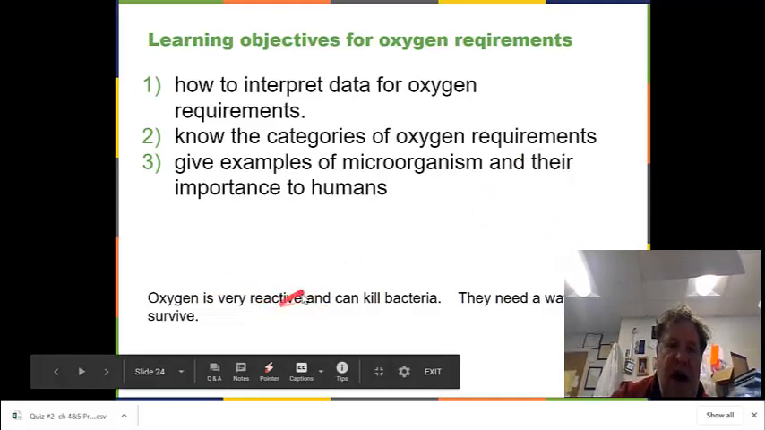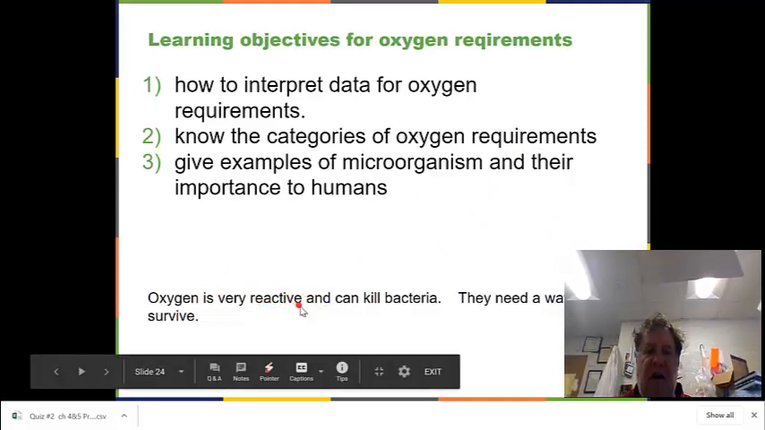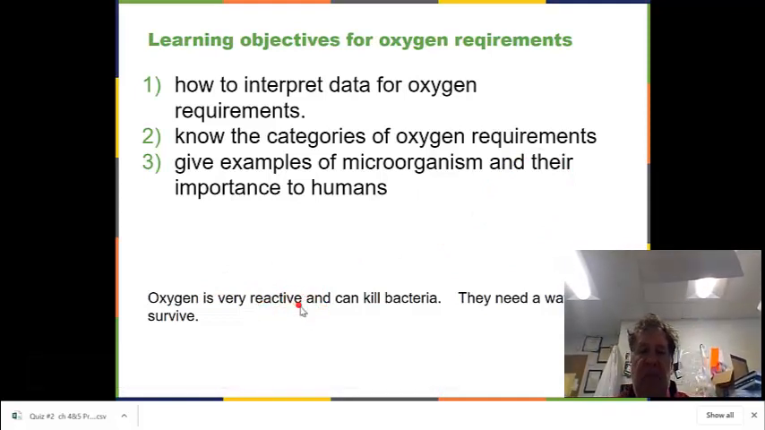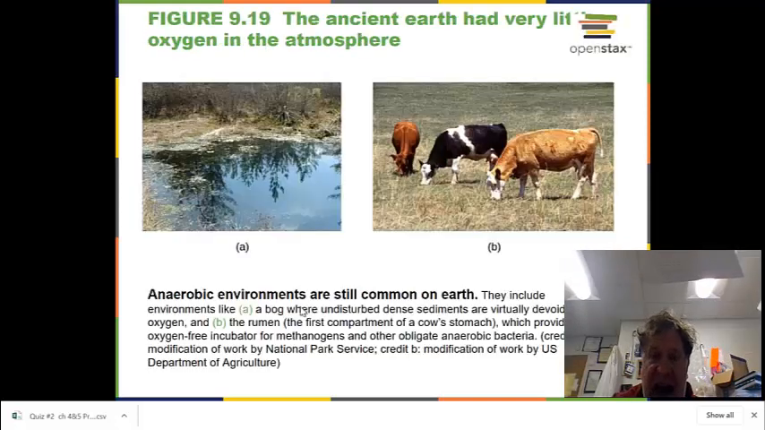And so, again, just to give you a little history, oxygen is a very reactive molecule and actually can kill bacteria. And bacteria actually need to have a way to survive the presence of oxygen. Just like oxygen will oxidize your car and rust your car, it will oxidize the molecules of your cells. And so if a bacterium cannot respond to oxygen, then it's not going to survive.